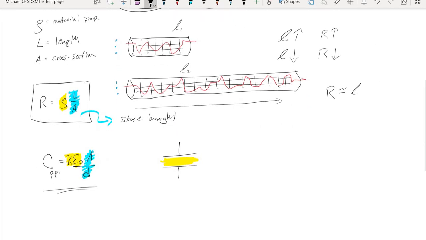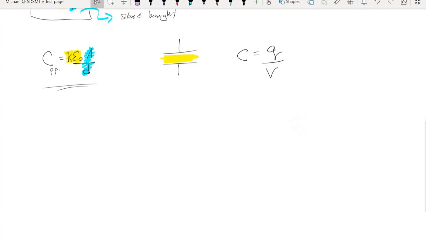Well, the capacitor had another equation that could be used to measure the capacitance. It was the ratio of charge to potential. So is there a similar equation that can be used to measure the resistance of an object? And there is. That equation is called Ohm's law. And Ohm's law states that when an electric potential is applied to an object, the resistance of that object will determine the current that passes through it.